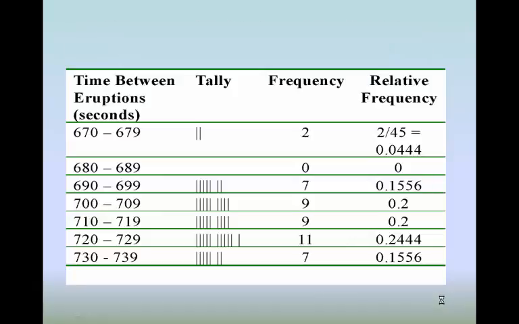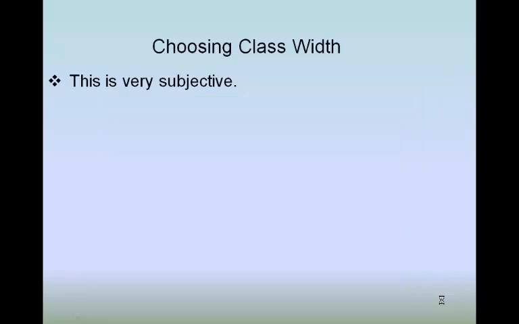So here is our data again. And you'll notice the classes on the left. So we tally up the number of eruptions that were anywhere between 670 and 679 seconds, and we had 2. There were no eruptions that lasted from 680 to 689 seconds. There were 7 eruptions that were somewhere between 690 and 699 inclusive, and so forth.